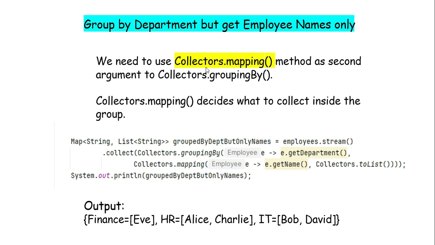We need something called the Collectors.mapping method, which can be passed as a second argument to Collectors.groupingBy. This Collectors.mapping function decides what to do inside the group. Here we have the classifier function, and this is also called a downstream collector. With Collectors.mapping, we specify what attribute we want of that specific object, and we collect that attribute in a list.